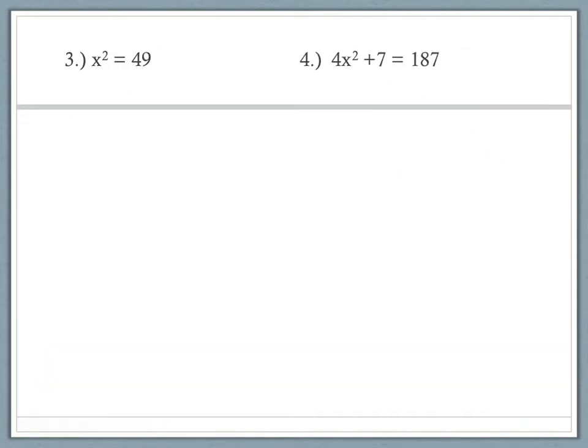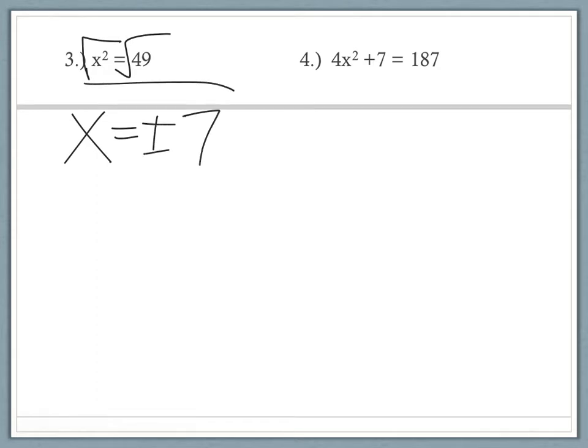All right, let's look at this next one. Well, x squared is already by itself, so I square root both sides. So x equals plus or minus square root of 49. Well, that's just 7. Notice how I didn't put square root 7, I just put a 7. So if it breaks down evenly, we're just going to put it as a 7.